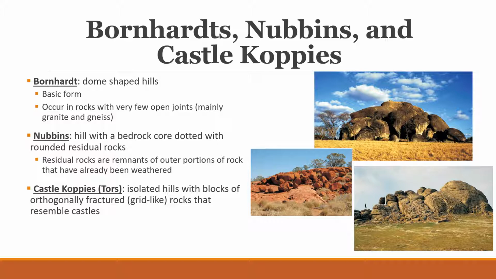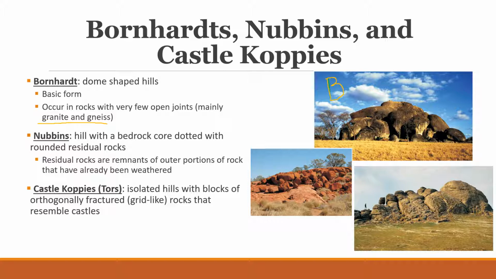Bornhardts are dome-shaped hills. It's very basic. Oh, you can't really see that color. Let's choose orange. This is a Bornhardt. I'll put a B there. So fairly basic, we have rounded hills that form in rocks with very few open joints, so common in granites and gneisses.